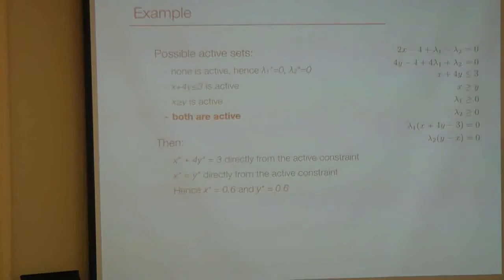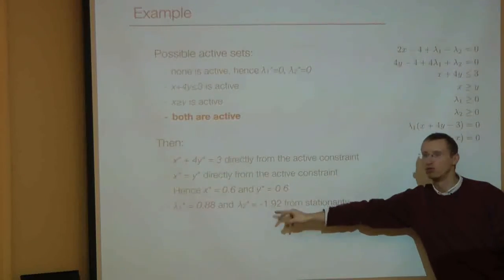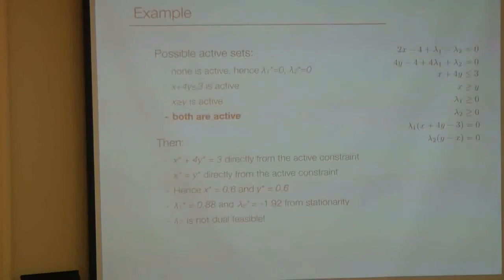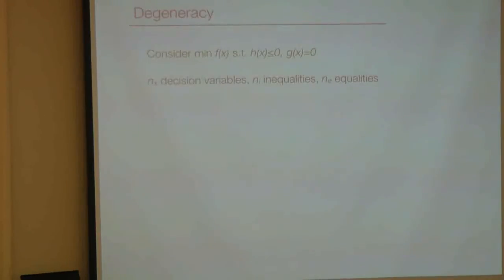We check whether the candidate is primal feasible. It is. We also compute the corresponding lambdas, and we find out that this one is not dual feasible. Okay? So this cannot be the optimal solution. So this is how the method works, and let me leave the rest for the next lecture.